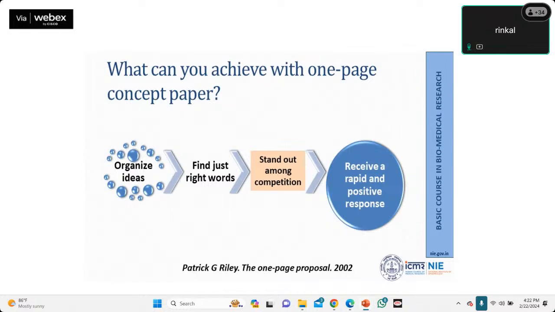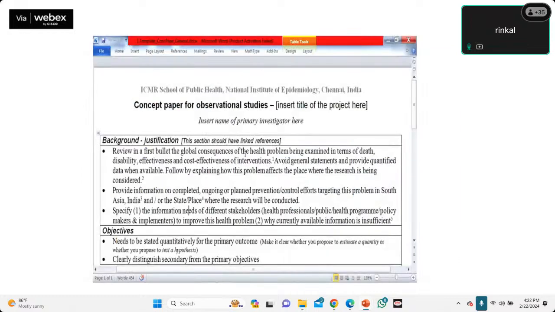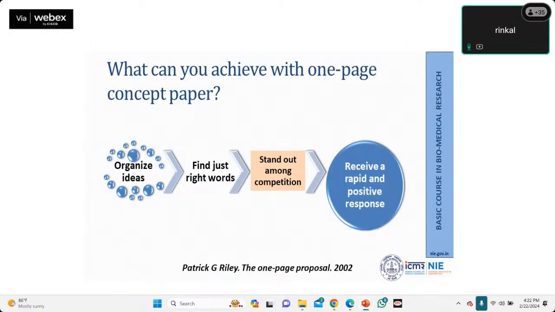And if we can find those words, then we can stand out in the competitions of these proposals and may receive a rapid and positive response from the approver. So that can be achieved with the one-page concept paper. This is already there in your material, so due to lack of time, I am not going to discuss that.